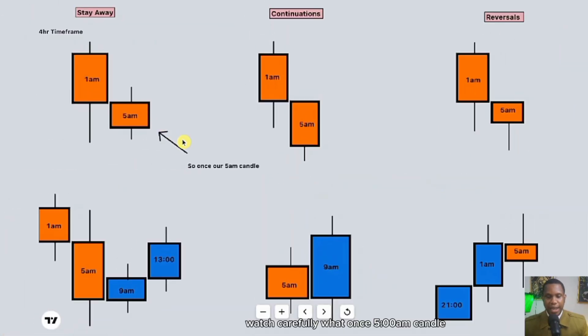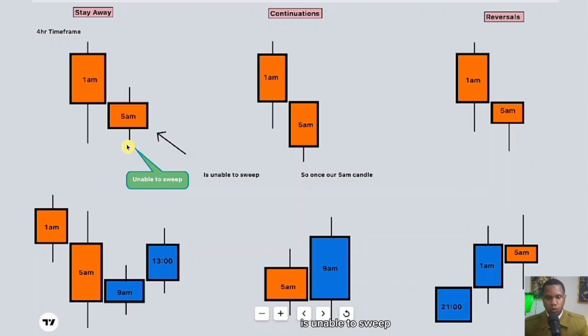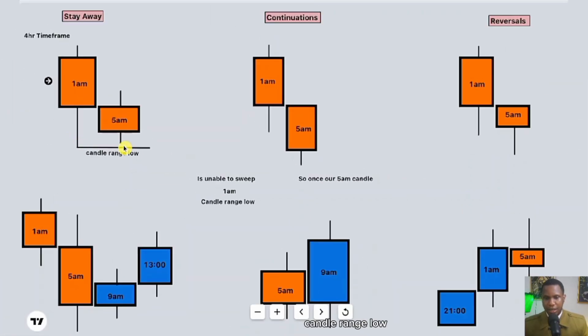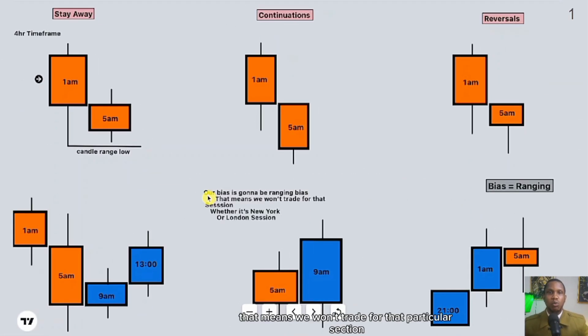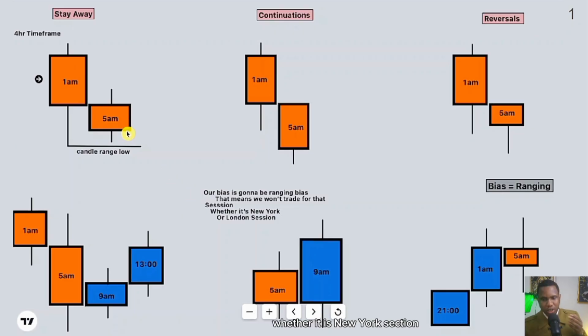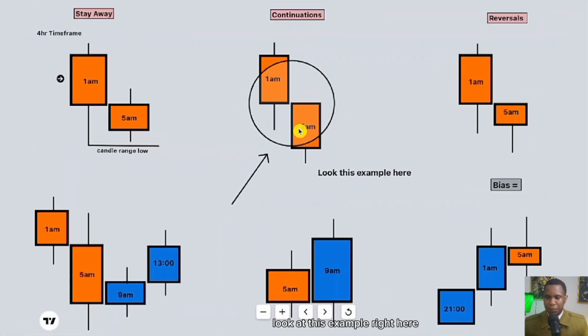Once the 5 a.m. candle is unable to sweep the 1 a.m. candle range low, that means we won't trade for that particular section. Whether it is New York section, whether it's London section, whether it's Asian section. Watch carefully how we do it. Look at this example right here.